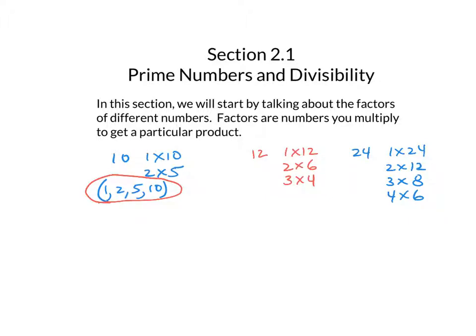For instance, I could, if I wanted to, multiply 1/2 times 20. 1/2 times 20 would also give me 10. But we will not be talking about those factors. We are only talking about the whole number factors.